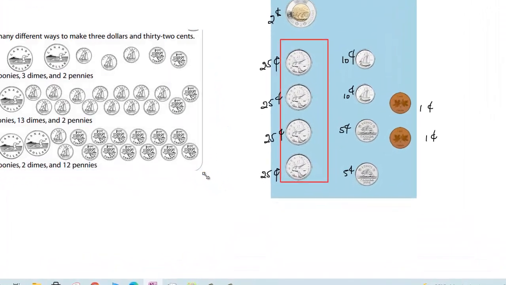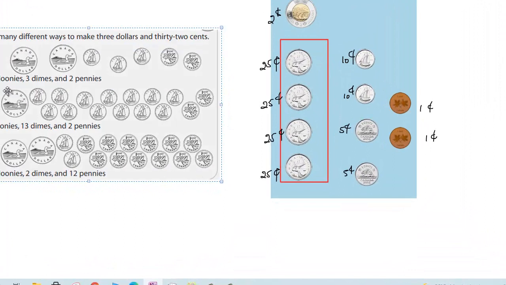And here we go. This is another example. 3 loonies, 3 dimes, and 2 pennies. Or 2 loonies and 13 dimes and 2 pennies, something that we didn't even do here. 3 loonies, 2 dimes, and 12 pennies. Can you see? You can put the 2 dimes for 20 and 12 pennies.